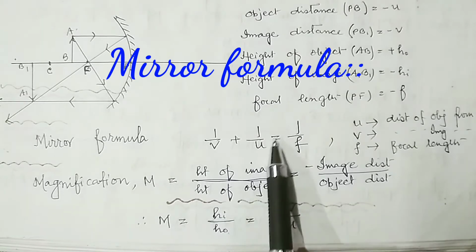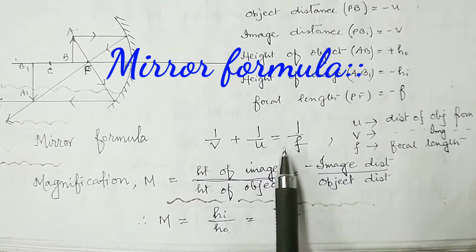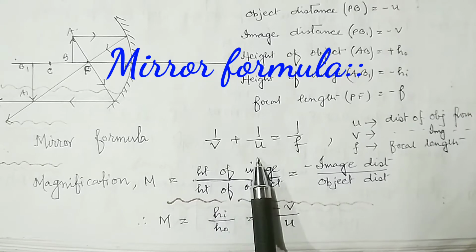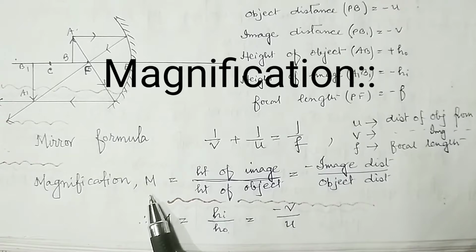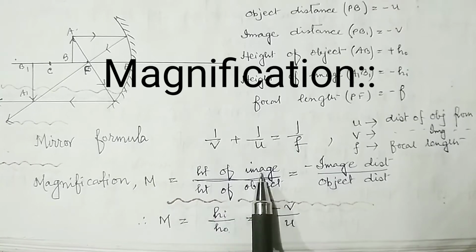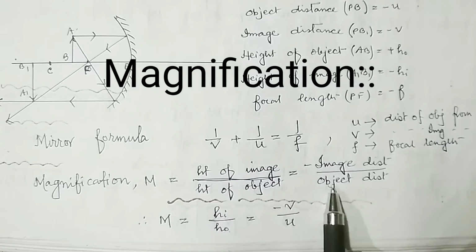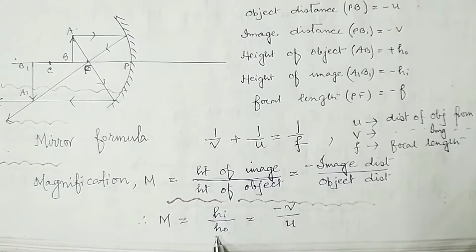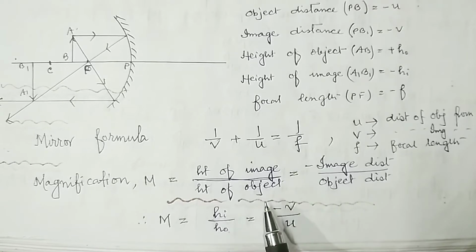Now we know that in the case of a spherical mirror, the mirror formula is 1/v + 1/u = 1/f, where v is the image distance, u is the object distance and f is the focal length. Magnification in a spherical mirror is the ratio of the height of the image to the height of the object, or minus image distance by object distance: m = hi/h0 = -v/u. Based on these two formulas, we are going to do sums of spherical mirrors.